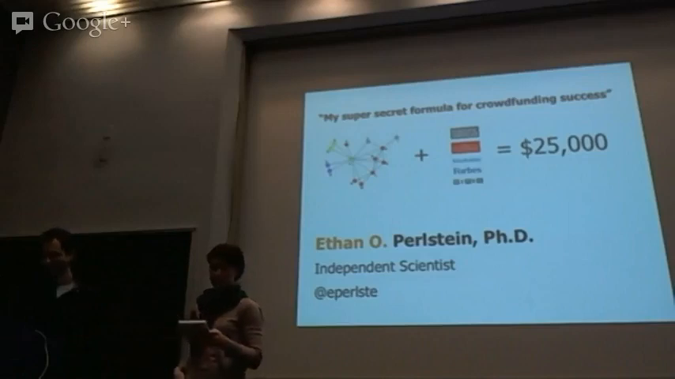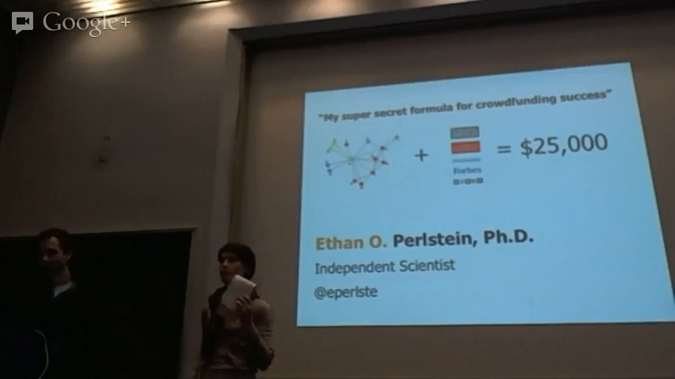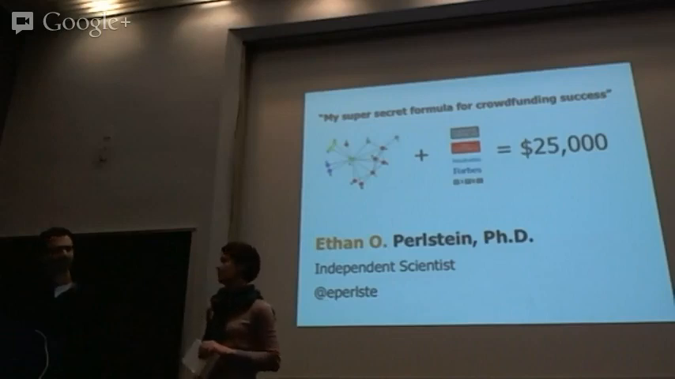Ethan received his PhD from Harvard in molecular and cell biology, and then went on to become a postdoc at Princeton University, and is now an independent scientist who was able to raise $25,000 through a crowdfunding campaign to fund his project on learning how methamphetamines work in the brain. So today he's going to tell us about his experiences and some tips about how to crowdfund yourself.